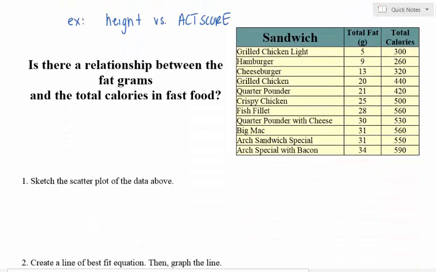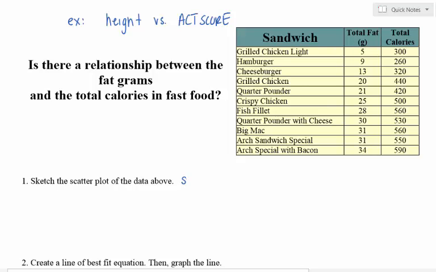That happens too. So is there a relationship between the fat grams and the total calories in fast food? Good question. So you do a study and you try to figure out if all this data correlates. The first question says to sketch the scatter plot of the data.